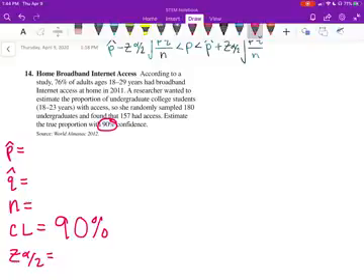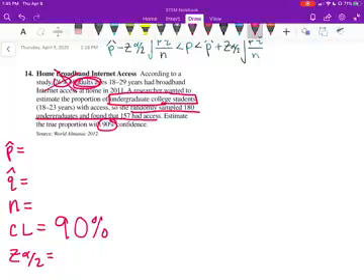And then it says, according to a study, 76% of adults had broadband internet access at home. So this could be p-hat, but let's keep reading. It says, a researcher wanted to estimate the proportion of undergraduate college students with access. So she randomly sampled 180 undergrads and found that 157 had access. So they want us to estimate the amount of undergrad college students, but the 76 is just adults. So we're not going to use this. That's not relevant to what we're looking at here.